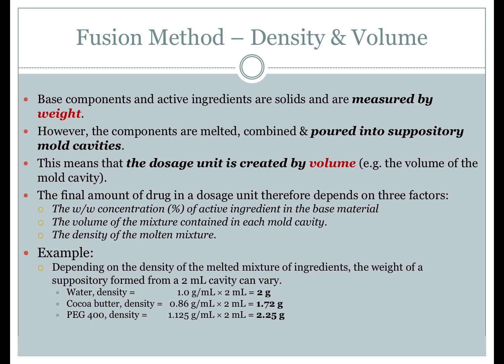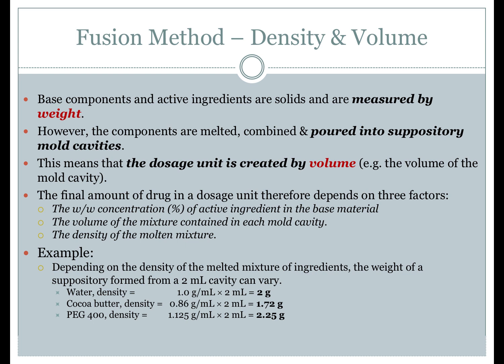Using that same mold, if we chose to melt PEG 400 and pour it into the cavity, it would weigh 2.25 grams after it's cooled because its density is 1.125 grams per mil times 2 milliliters equals 2.25 grams. In summary, the same suppository mold, depending on the base used, can produce suppositories that weigh anywhere from 1.72 grams all the way up to 2.25 grams. The difference in weight being due to the difference in density of the base being used. Therefore, it is absolutely necessary to calibrate every suppository mold with the specific base to be compounded.